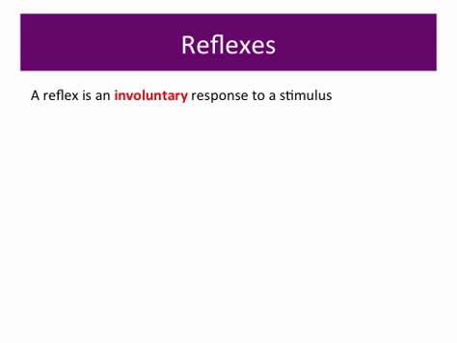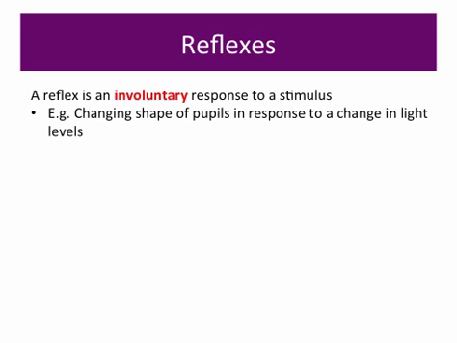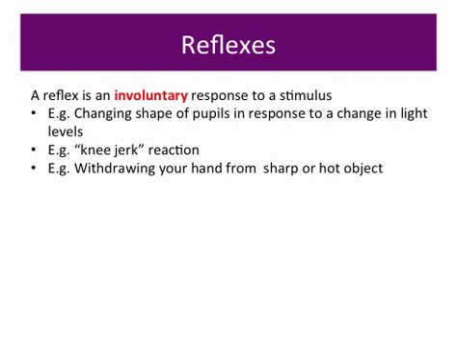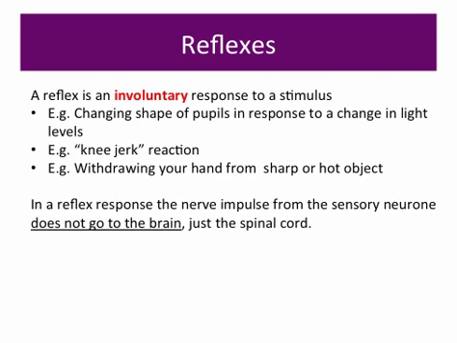Next, reflexes. Reflexes are involuntary. You cannot control a reflex. It just happens, and very often so quickly that you don't even realize you've done it. For example, change in shape of the pupils in response to a change in light. You know how the pupils get bigger or smaller when it's lighter or darker. The knee-jerk reaction, which is a classic one where the doctor hits your knee with a hammer. And also withdrawing your hand from a sharp or hot object. You touch it, and very quickly your hand is just pulled away.